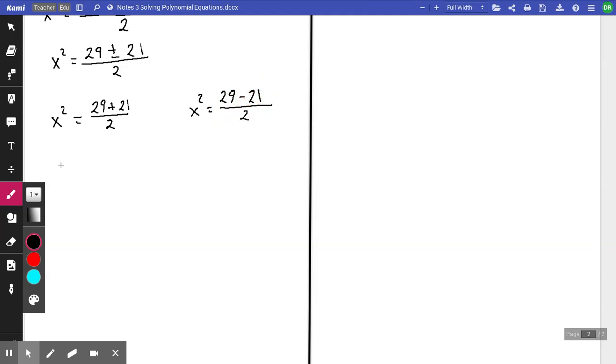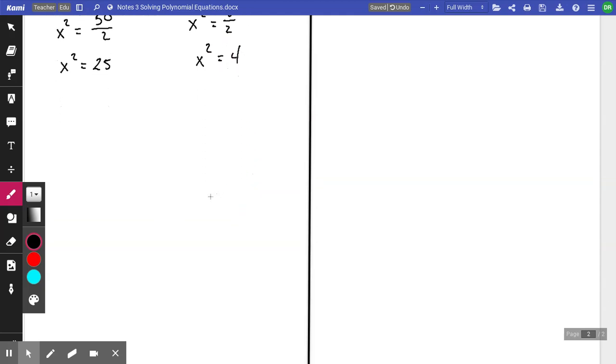Okay, and solving that, we get x squared equals 50 over 2, and x squared equals 8 over 2. So we get x squared equals 25, and x squared equals 4.